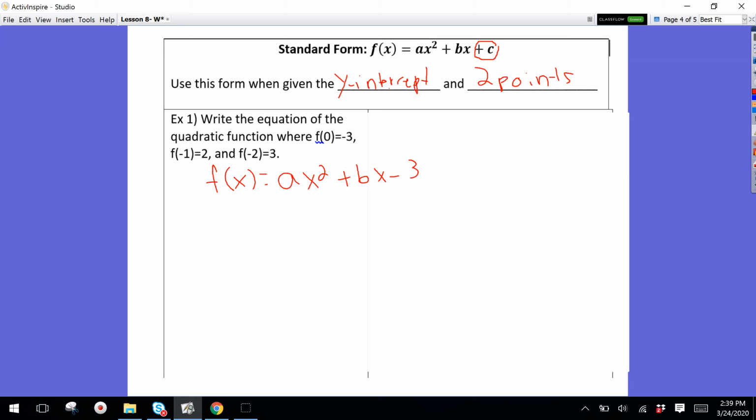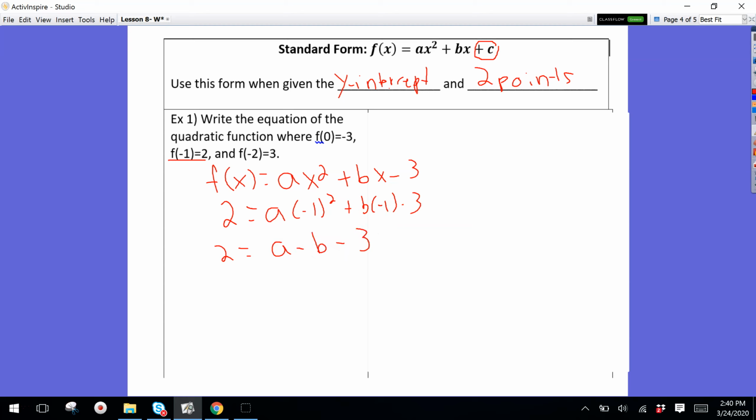Okay, so now what we're going to do is plug in 1 point to this equation. So my input is negative 1, my output is 2. So we're going to put a 2 in for my output, and everywhere I see an x, I'm going to plug in a negative 1. Okay, and so 2 is going to equal negative 1 squared, which is just 1, so we're going to have a. b times negative 1 is negative b minus 3.